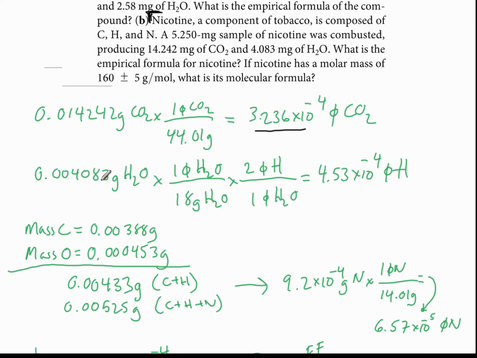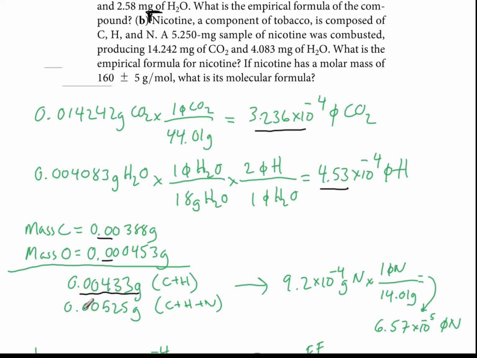And then we figured out the moles of hydrogen. Again, we had to get to moles of water and then double it because there's 2 moles of hydrogen per 1 mole of water. We got that value here. Then I multiplied these values for carbon and hydrogen by their molar masses just to get the masses, and added them up to get the total mass of the carbon and the hydrogen.